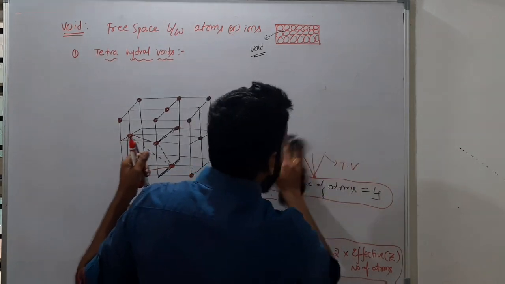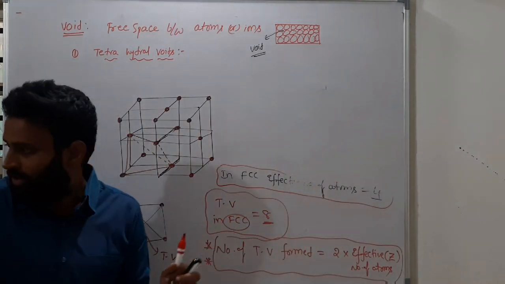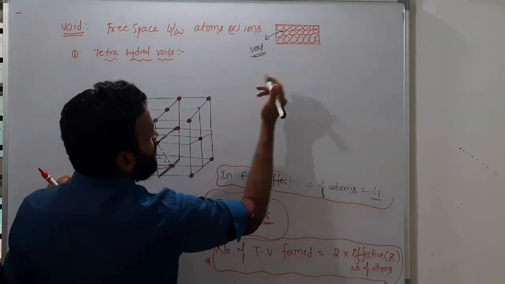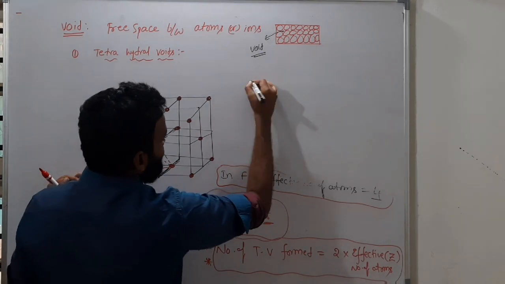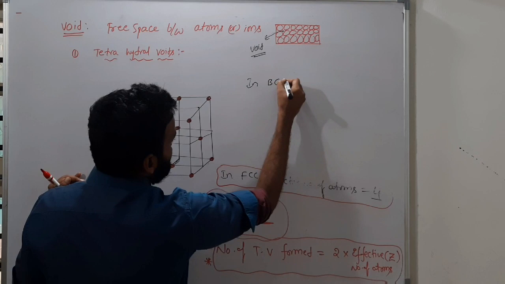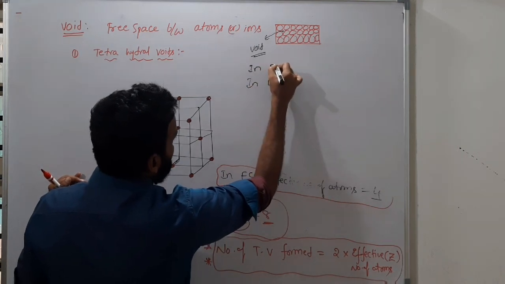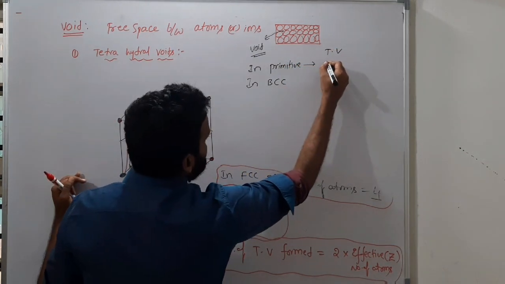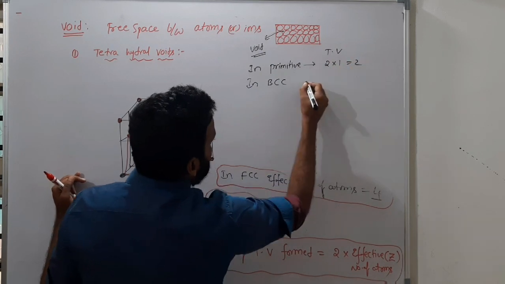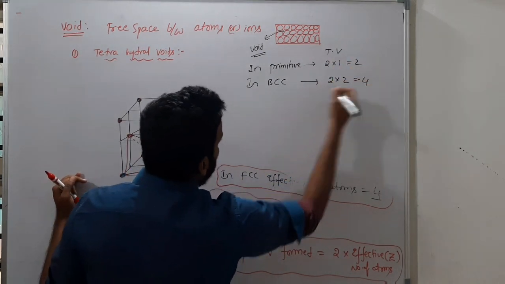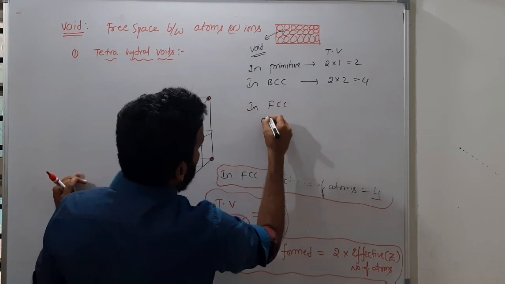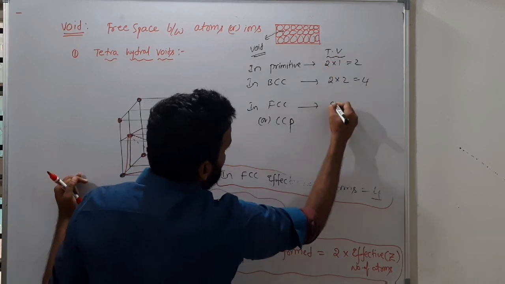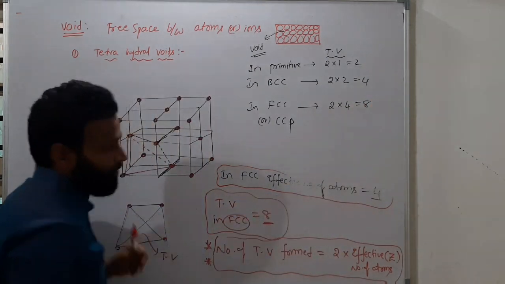So that here you can have finally like this. So better to have that one. Write down all these things, it is very important. Okay, so I will give you the final thing. In primitive or simple cubic, the number of tetrahedral voids is 2 into 1, so 2. In BCC, 2 into 2, 4. In FCC or else CCP, the tetrahedral voids are 2 into 4, 8 tetrahedral voids.